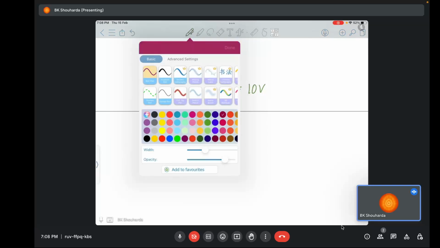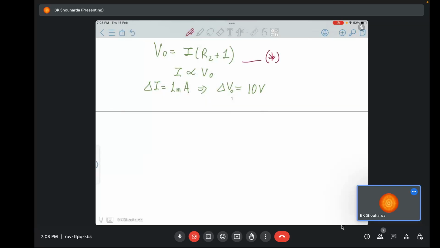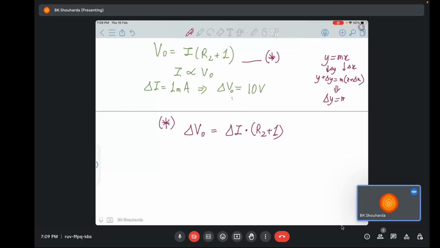So now we take this equation star and let's change it by a small amount, a deviation. Okay, so we can write delta VO equals delta I times R2 plus 1. It's simply differential calculus. You are differentiating it. Let's say you have a quantity y equal to mx, you change y by a small amount delta y, and that corresponds to a change delta x. Y plus delta y equals m times x plus delta x, and based on this you can easily write delta y equals m times delta x.